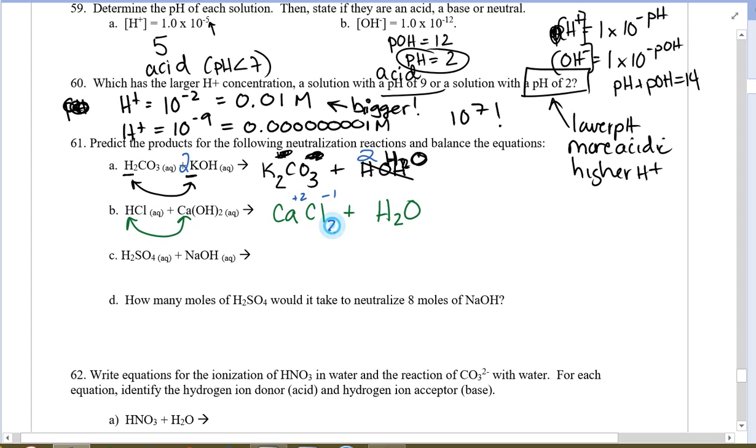So 2 goes down here, the 1 goes down here. We typically just don't write the 1. And then here's your formula there. So the salt is calcium chloride, CaCl2. And now I need to go back and balance it.